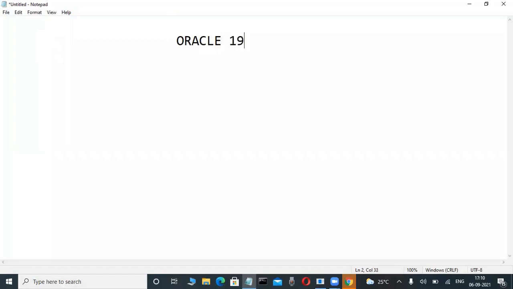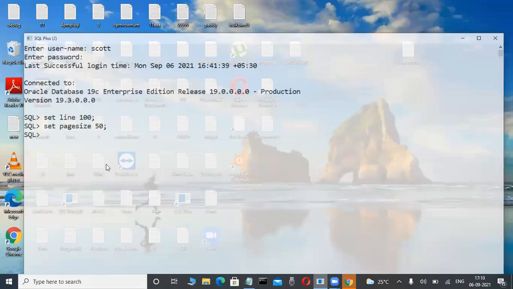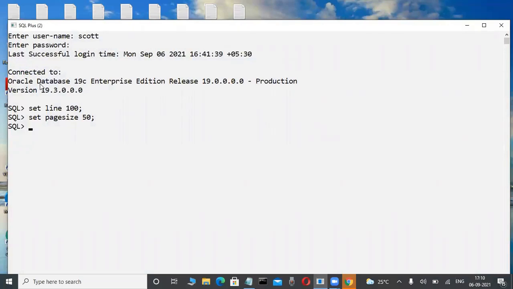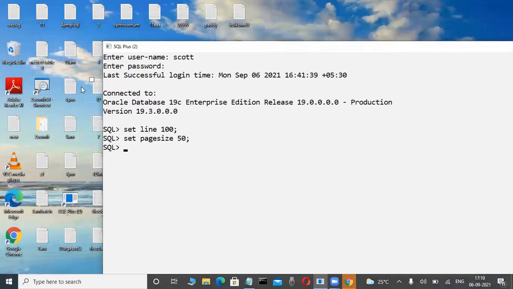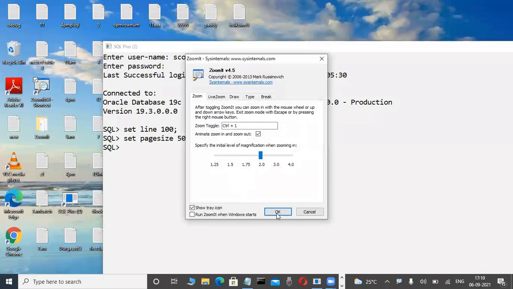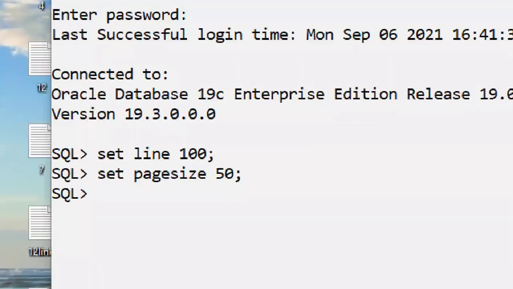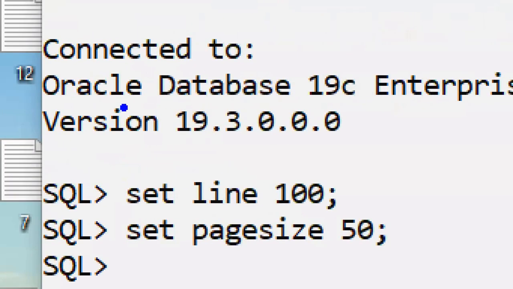Oracle 19c. What is this Oracle? In the previous demo class, I told some small concepts. For newcomers, observe it quickly. Oracle is a database software.